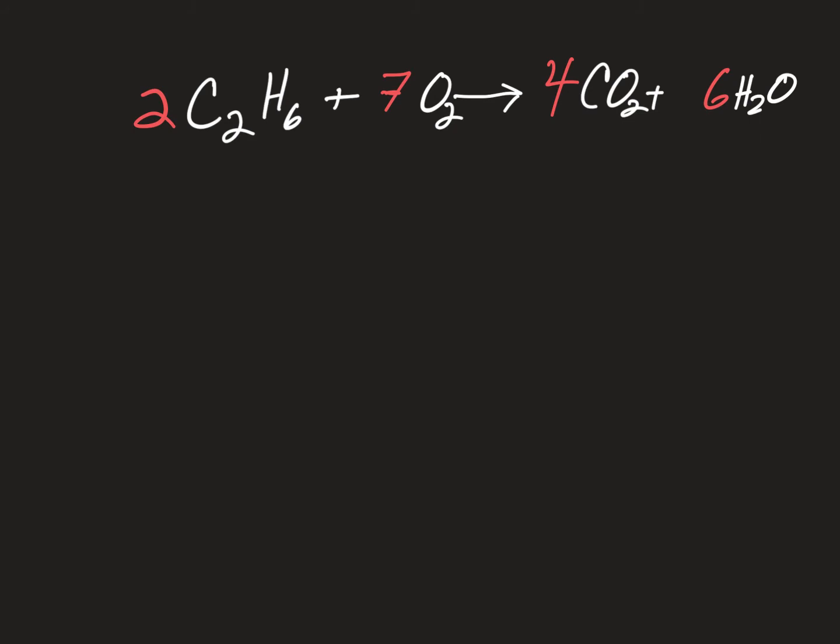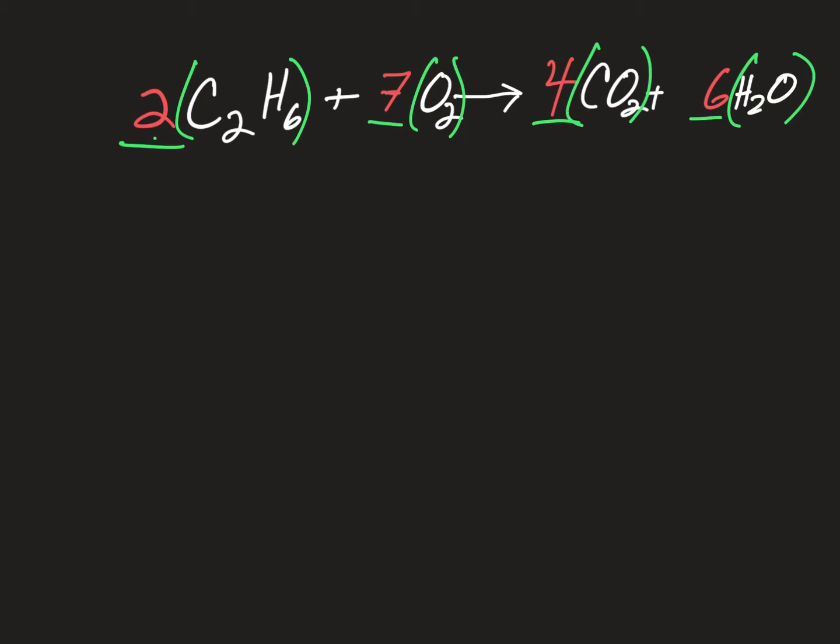Now, these are those coefficients, right? And the coefficient is multiplied to the entirety of the molecule. That's important because what those really are is moles of those molecules. So what this really means is for every 2 moles of ethane, which is what this is, I'm going to produce 4 moles of carbon dioxide. We call that a mole-to-mole ratio.